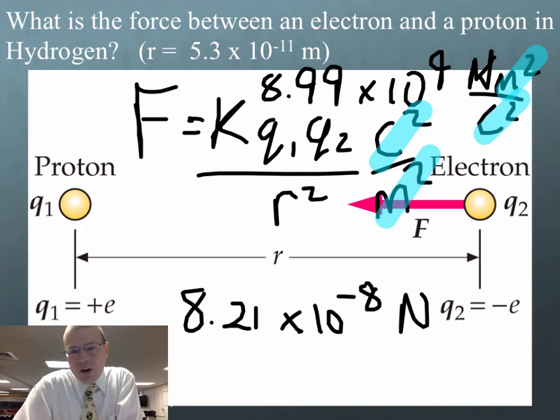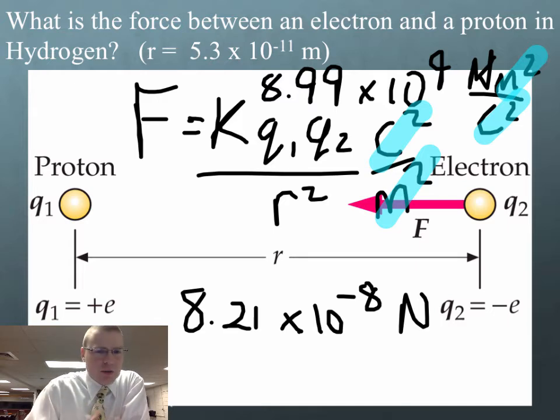These two objects are pulling on each other with about 0.8 nanonewtons of force. You think, well, that's not a lot of force at all. But we're dealing with very, very small objects here. We're dealing with an electron and we're dealing with a proton.